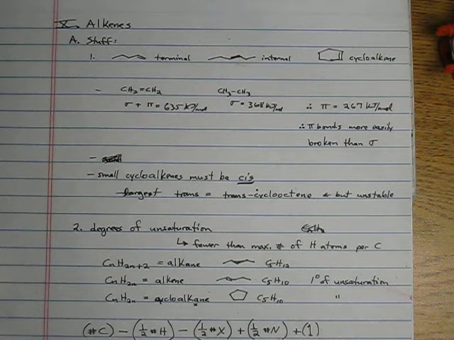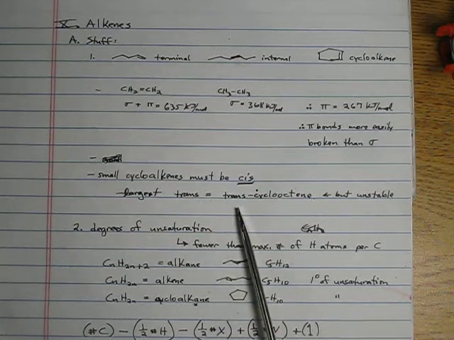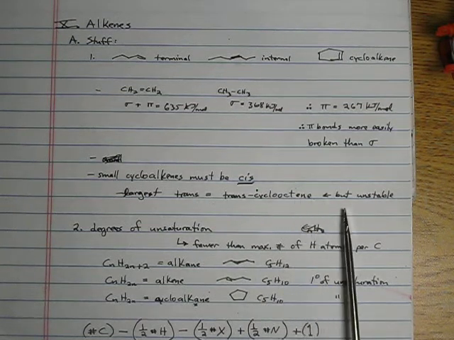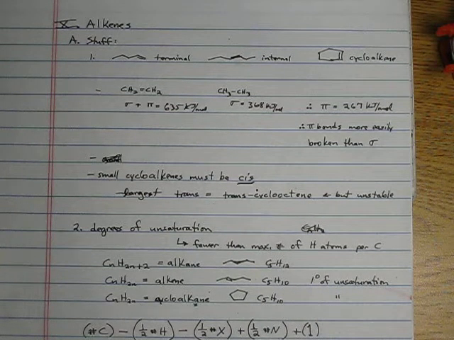double bonds in cycloalkenes. The largest trans cycloalkene we have is trans-cyclooctene, but it's very unstable because that's barely enough carbons to connect the two ends of a trans alkene together in a cyclic fashion. All right.